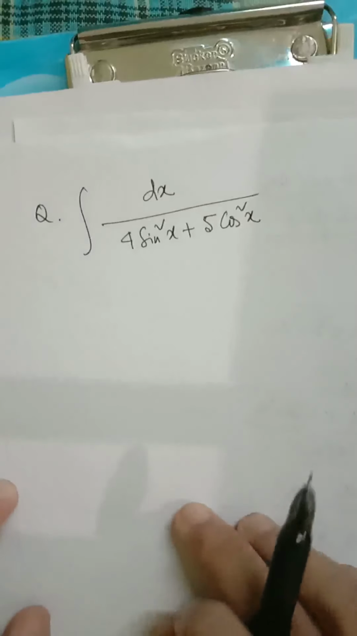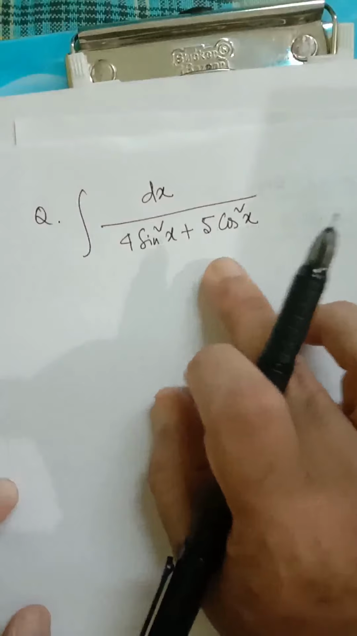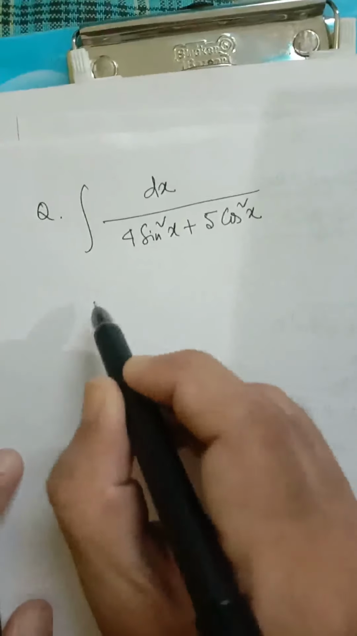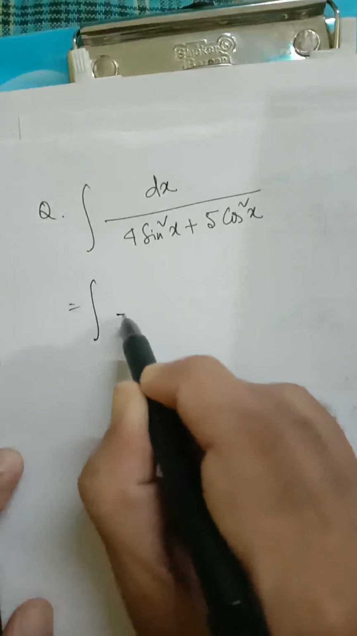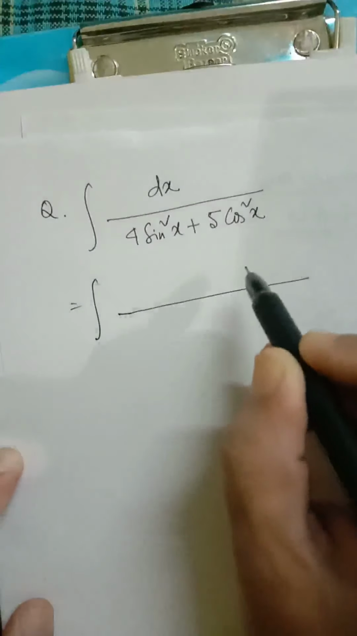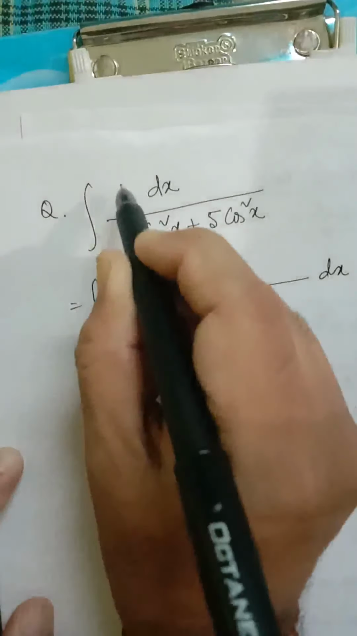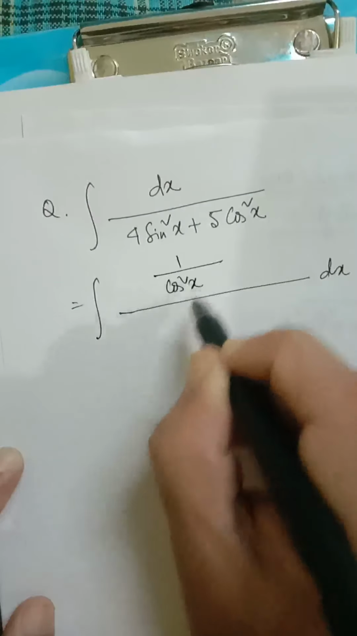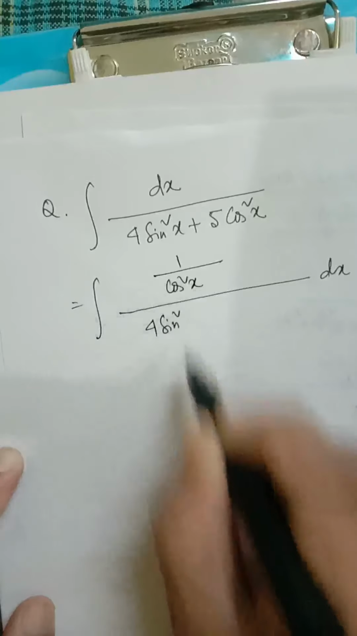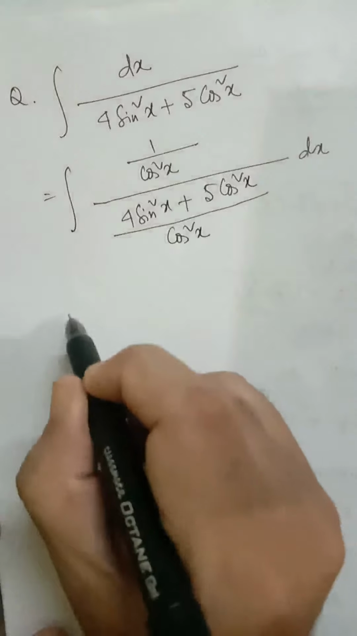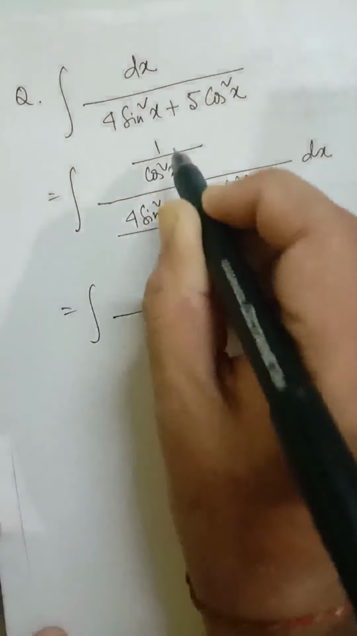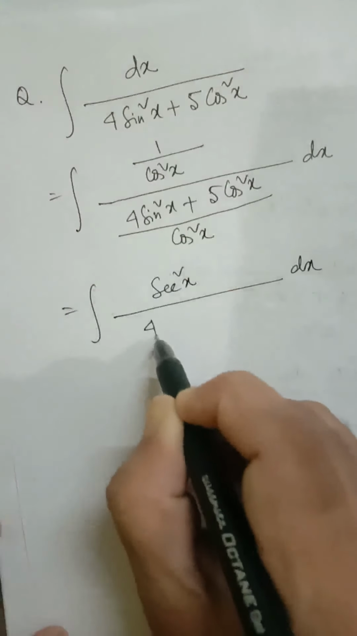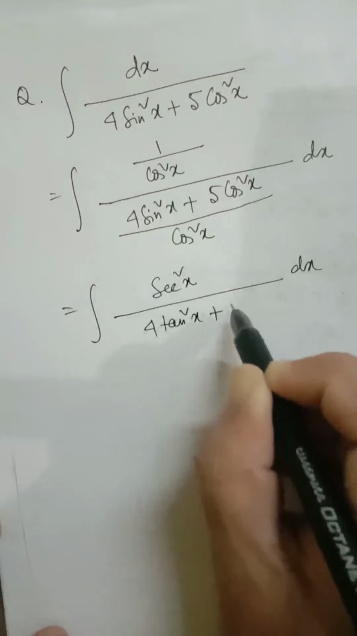Next, to integrate dx by 4 sin square x plus 5 cos square x. Now this question is exactly of the same type as what we have done just now. Our first step will be to divide numerator and denominator by cos square x. You can see our numerator is 1 here. So dividing by cos square x, we get the numerator sec square x dx, and the denominator will be 4 tan square x plus 5.